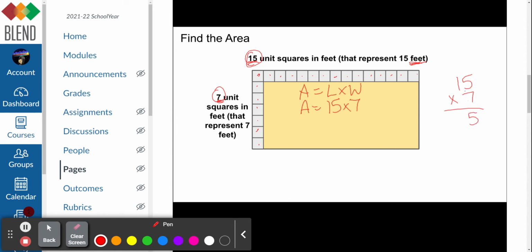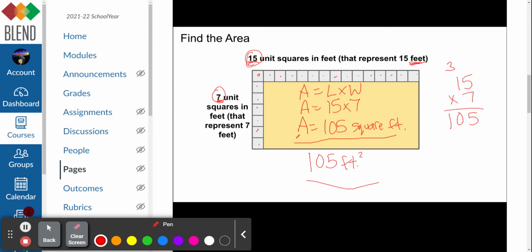7 times 5 is 35. 7 times 1 is 7, plus 1, 2, 3 is 105. So our area is 105 square feet. We could also say 105 feet squared. All right, both of those mean the same thing.